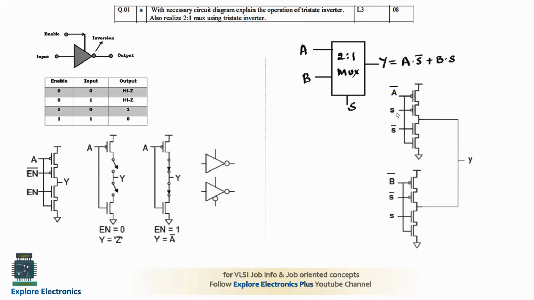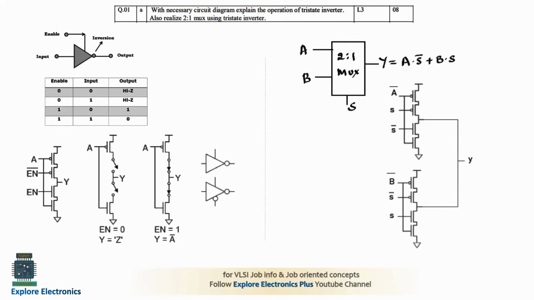So it requires 2 tri-state inverters here, and for the control signal, in place of enable we are using S. As for how to provide the inputs, since A and B are the inputs here and these are inverters, we are providing A bar and B bar, so that we will be getting A over here and B over here.